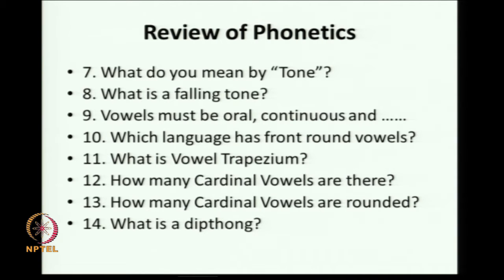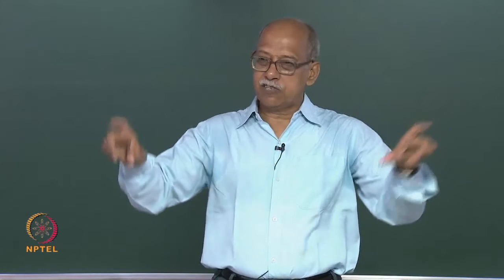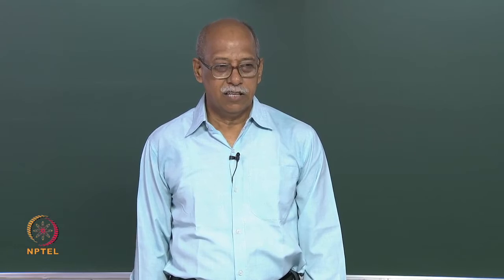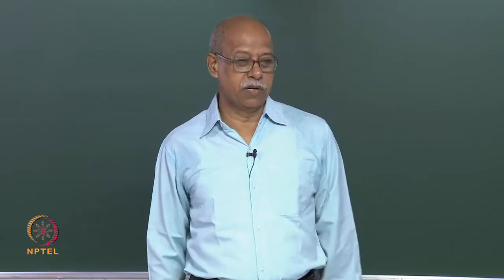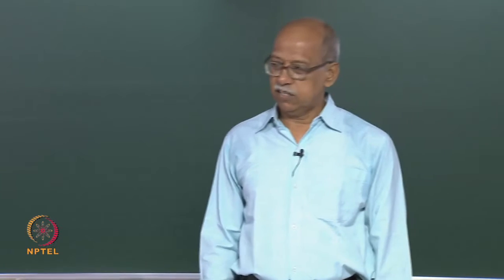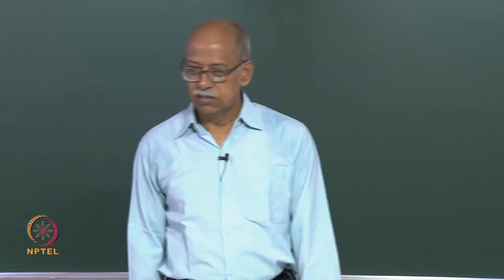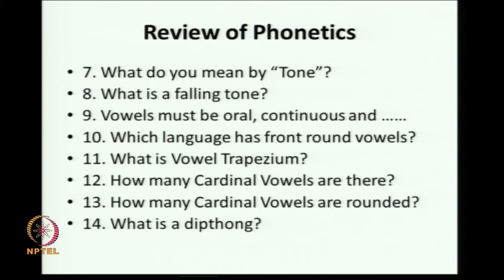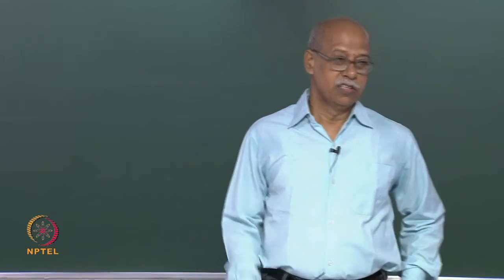How many cardinal vowels are there? The vowels at the extreme points. If you remember the vowel trapezium, you will remember extreme points and you can quickly say. How many are there? Many people say 8, but there can be more, right? How many cardinal vowels are rounded? 3, yes. Lovely. What are those? O, U and O, or O, O, O and U.